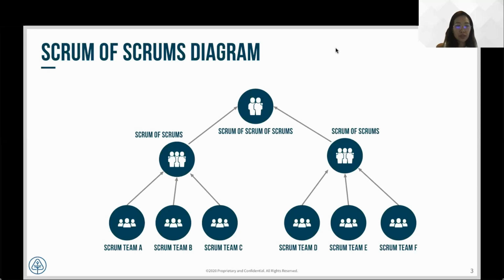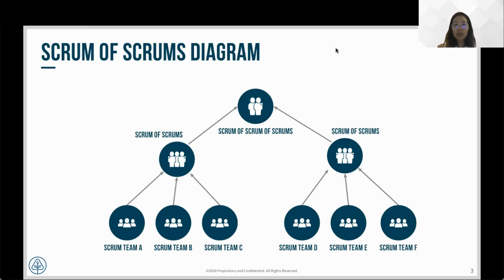Earlier, we discussed the functionality and characteristics of each Scrum team as depicted down at the bottom, A through F. And this individual team can cross-functionally work with another team. And that process is all managed by Scrum of Scrum. And Scrum of Scrum and interaction between them can be managed by Scrum of Scrums.